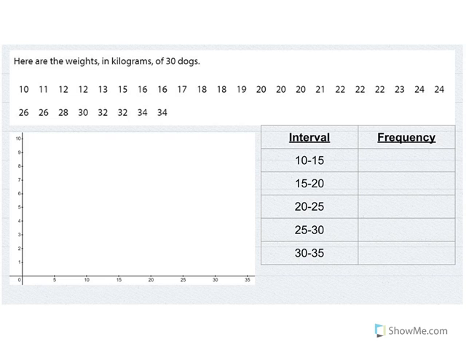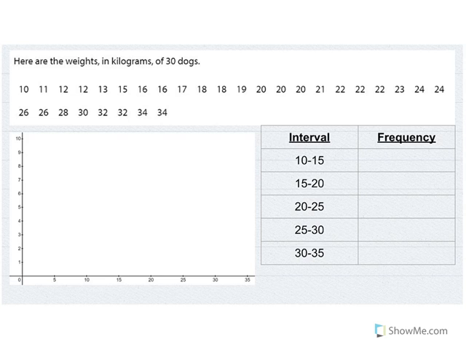So here are the weights in kilograms of 30 different dogs. You'll notice over here we have our intervals. We have 10 to 15, 15 to 20, 20 to 25, 25 to 30, and 30 to 35. So what we're going to need to do is count how many data points fall within each interval, and that's what is going to be the frequency.